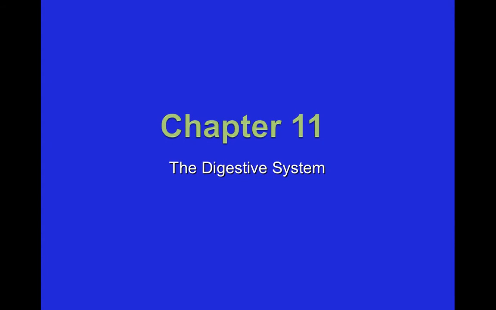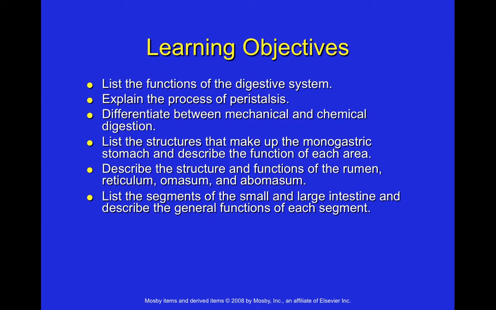All right, GI tract, so the digestive system. So these are the various learning objectives. List the functions of the digestive system, explain the process of peristalsis. We already talked about that previously. We'll talk about it again today.